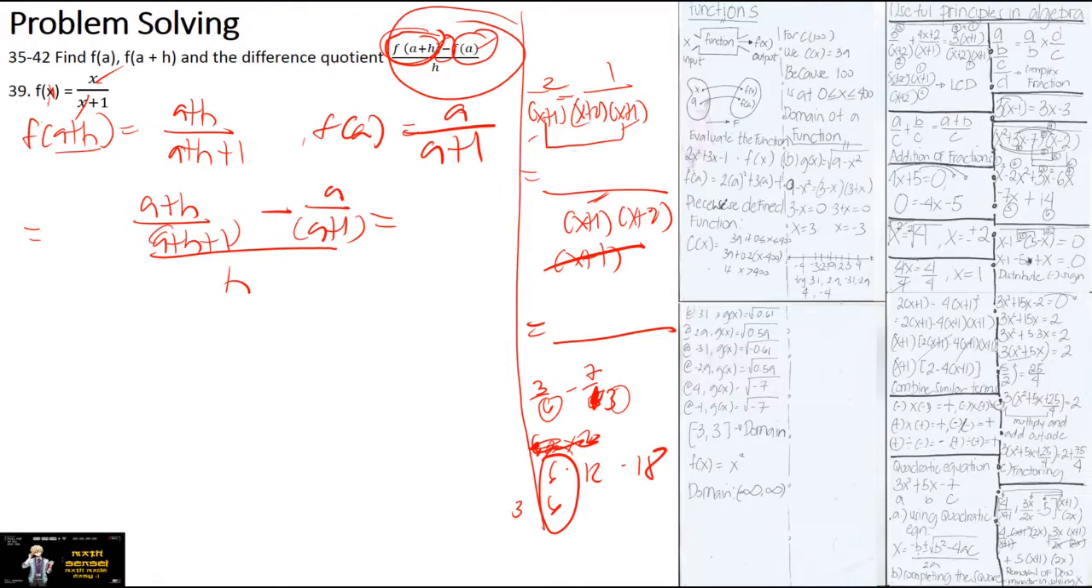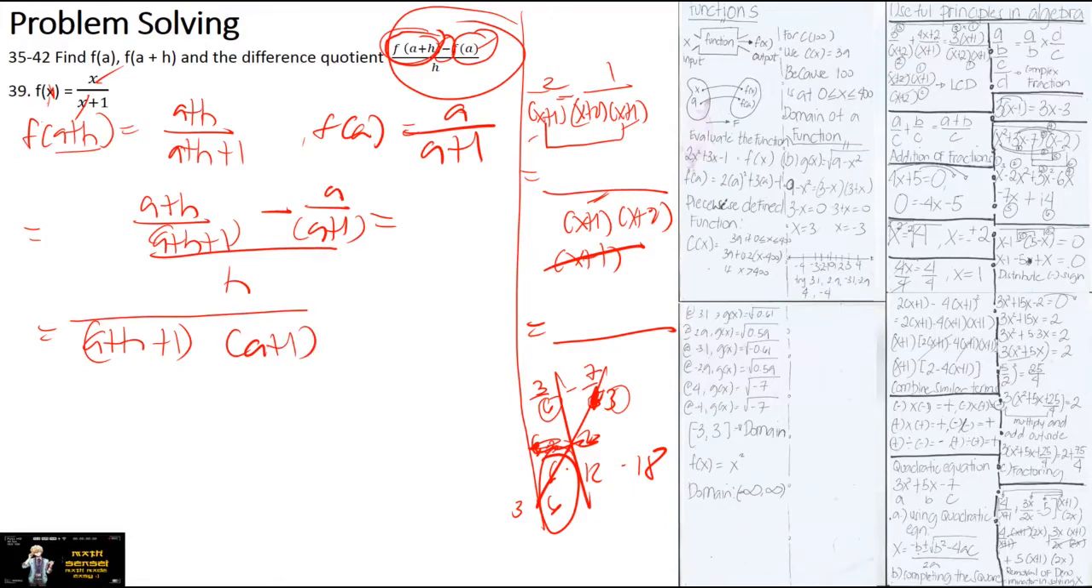Kung ang denominator mo ay algebraic expression, mahirap pang makakuha ng mga ganito. Mostly ito is applicable lang pag real numbers ang fractions natin. Okay, so mangyayari, h plus 1 tapos a plus 1. Okay, yan yung denominator mo.